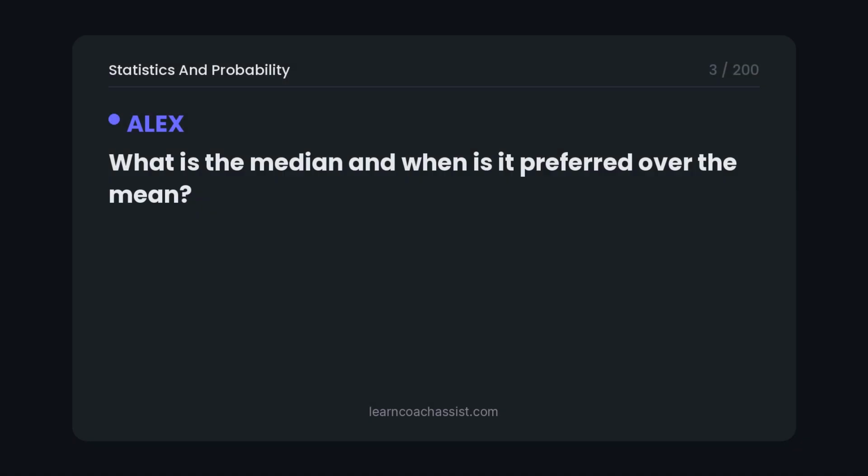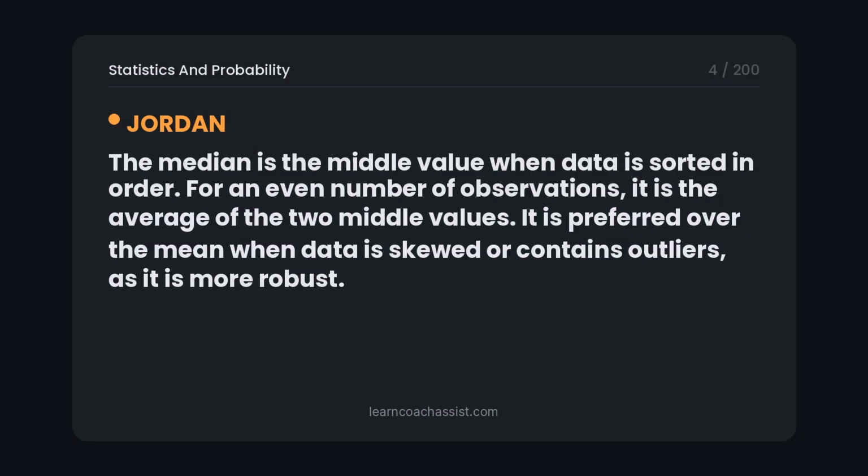What is the median and when is it preferred over the mean? The median is the middle value when data is sorted in order. For an even number of observations, it is the average of the two middle values. It is preferred over the mean when data is skewed or contains outliers, as it is more robust.